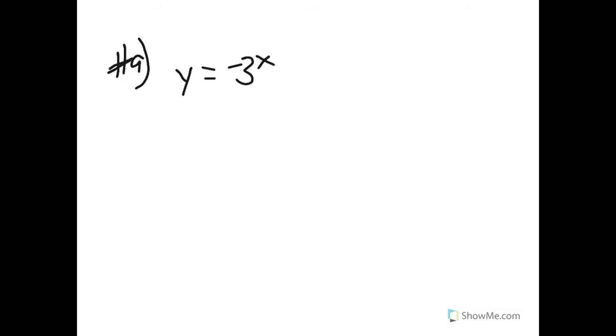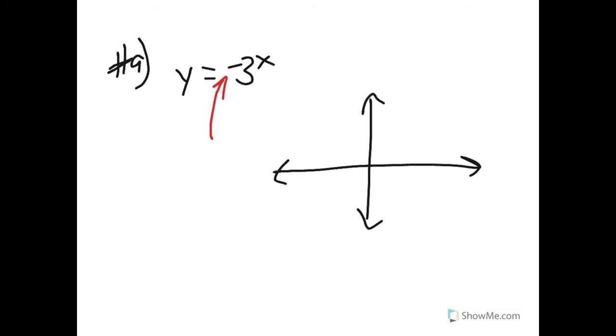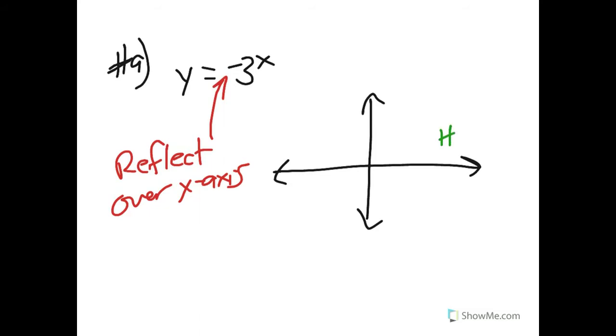Number 9, this is y equals negative 3 to the x, which is different than y equals 3 to the negative x. This negative in front of the function reflects the graph over the x-axis. If a horizontal line is on the axis of reflection, then it doesn't change. This horizontal asymptote is still y equals 0. Our curve now is going to look like this. Instead of having a y-intercept of 1, it is at negative 1.